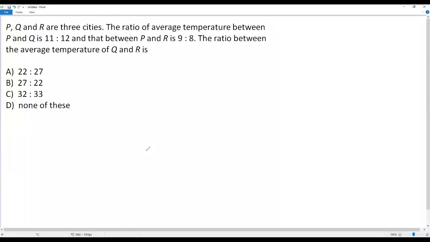Here we have a problem on ratio. Okay, let's go to the information. P, Q and R are three cities. The ratio of average temperature between P and Q is 11 to 12 and that between P and R is 9 to 8. The ratio between the average temperature of Q and R is.